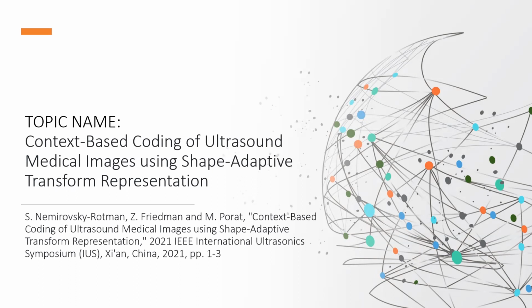So first of all, what is the main application of this context-based coding of ultrasound images using shape adaptive transform representation? For example, when we want to send an image or any data like PDF files or JPG files to any other person using WhatsApp, the size of the image file is very large, in some cases 2 KB, 3 KB. Let's consider an example. It cannot be shared using WhatsApp, so we want to compress the image file. The main advantage of image compression is that the size of the image file will be reduced and it can be easily shared with another person.